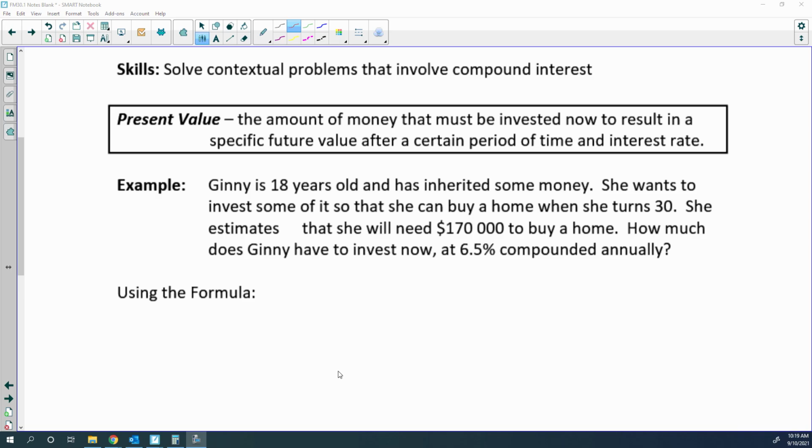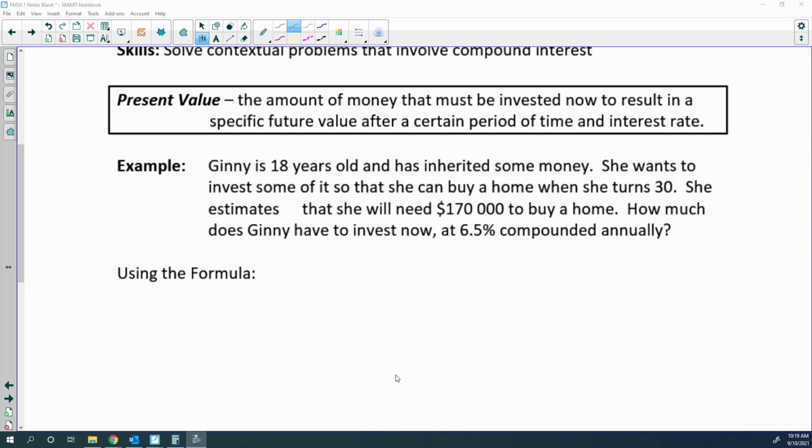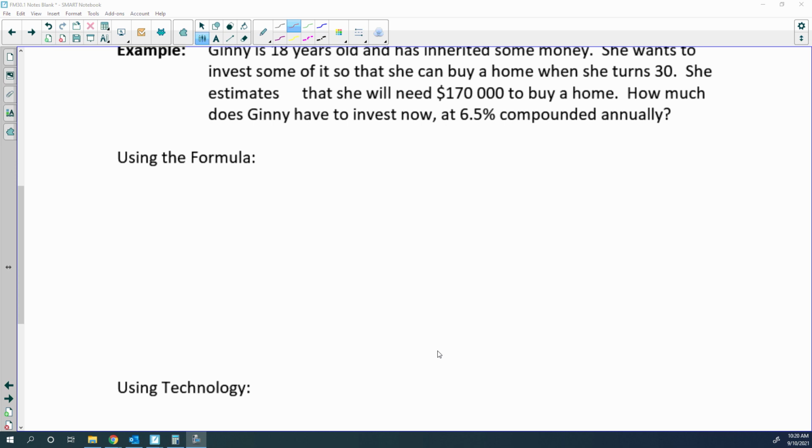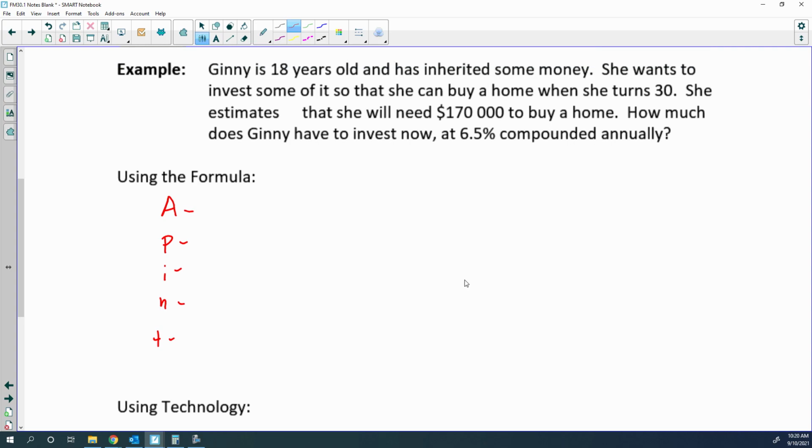We're going to use the formula first, and then after that, I will show you how to use the online calculator. So we write down our letters. We need an A, a P, an I, an N, and a T, because we're doing compound interest. For the future value, it says that she'll need 170,000. That's what she needs at the end. The present value we don't know, because the question is asking how much does Ginny have to invest now?